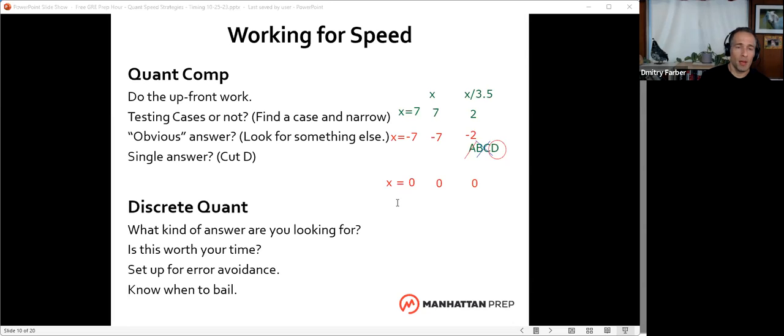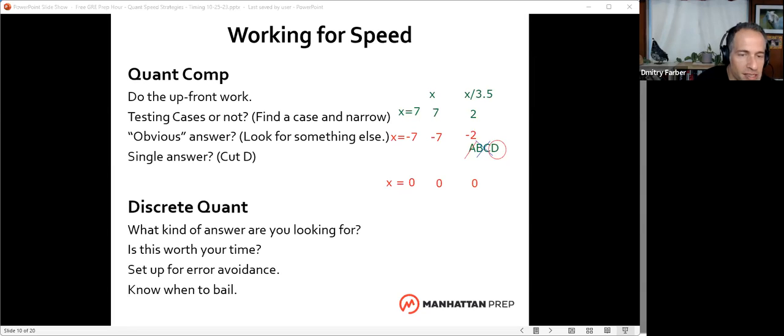Okay. For discrete quant, which again just means the rest of quant that's not quant comp, partly it's just, what are you looking for, right? Are they asking for the value of a particular variable? Are they asking you to find possible answers? Are you totaling something? Are you breaking something down into pieces? Is it an area or a linear measure, right? So what kind of thing do they want? Mark it, put it on your paper.